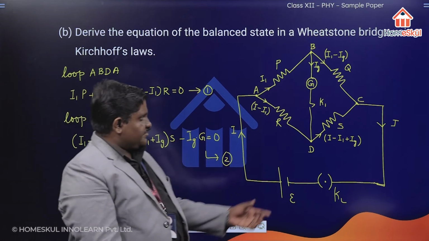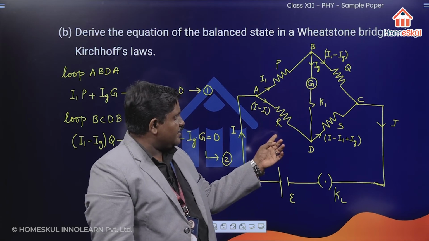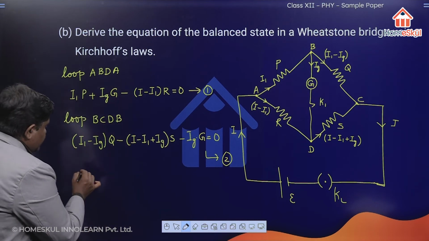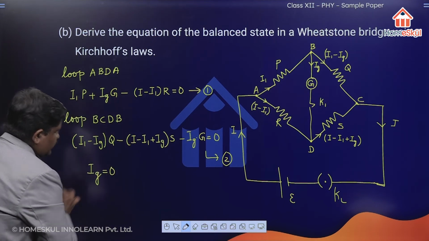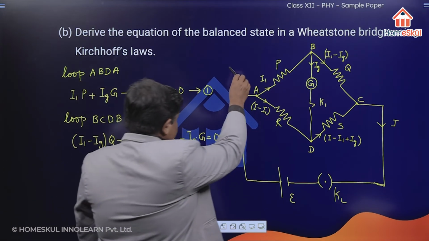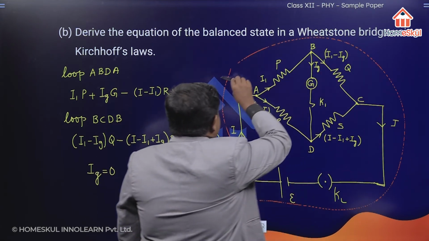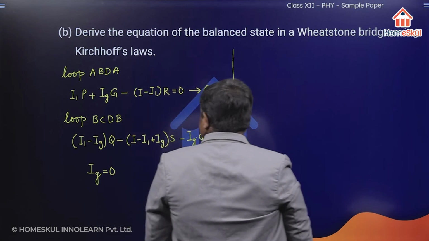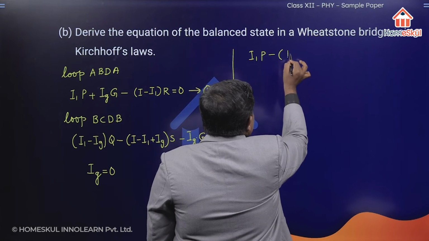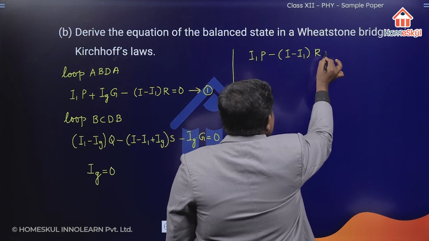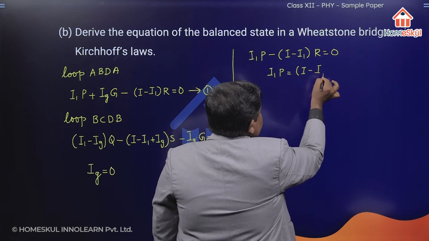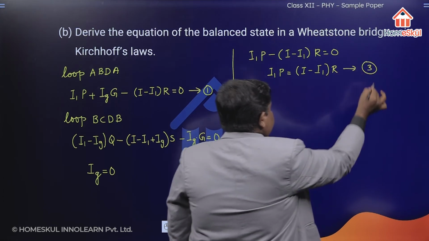In order to adjust the value of R so that the galvanometer shows null deflection, we have to take Ig equal to 0. Now equation 1 becomes I1P minus (I minus I1) into R equal to 0, or I1P equal to (I minus I1) into R. I mark this equation as equation 3.